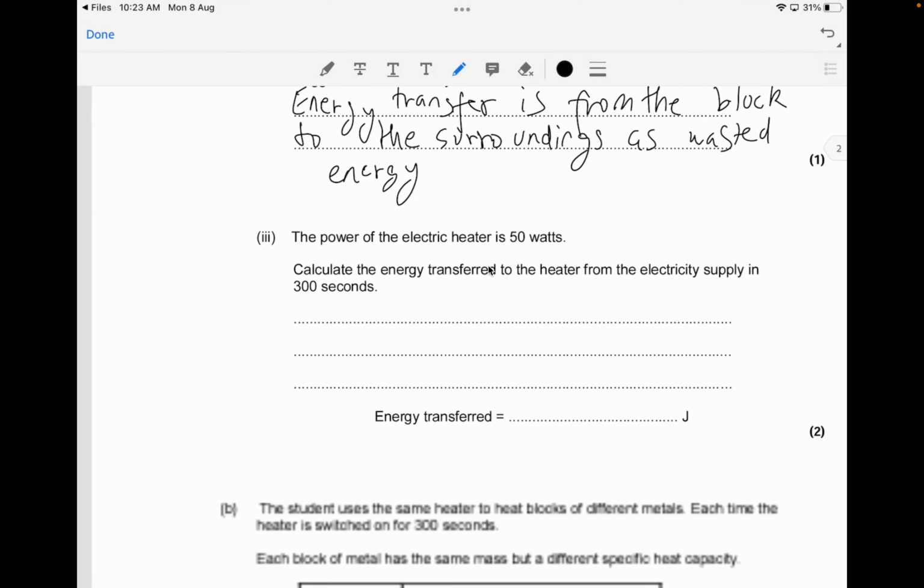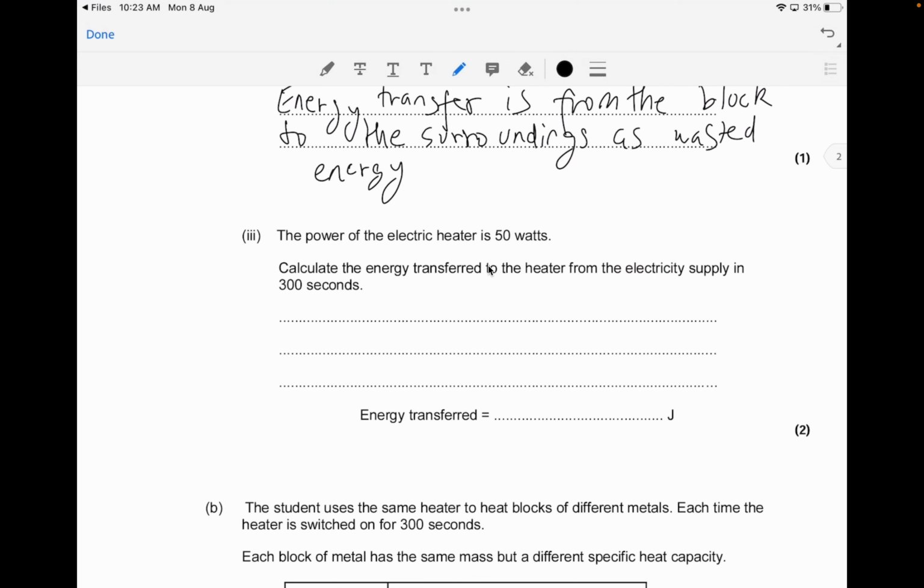Now let's move on to a bit of calculations for this question. It says that the power of the electric heater is about 50 watts. You have to calculate the energy transferred to the heater from the electricity supply in 300 seconds.